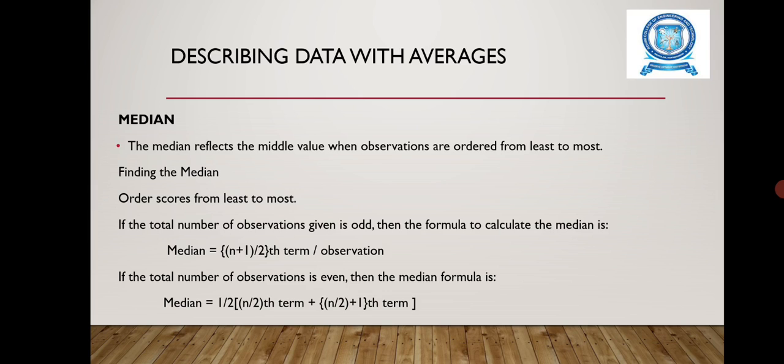If the total number of observations is even, then the median formula is median is equal to 1 by 2 times the (n by 2)th term plus the (n by 2 plus 1)th term.